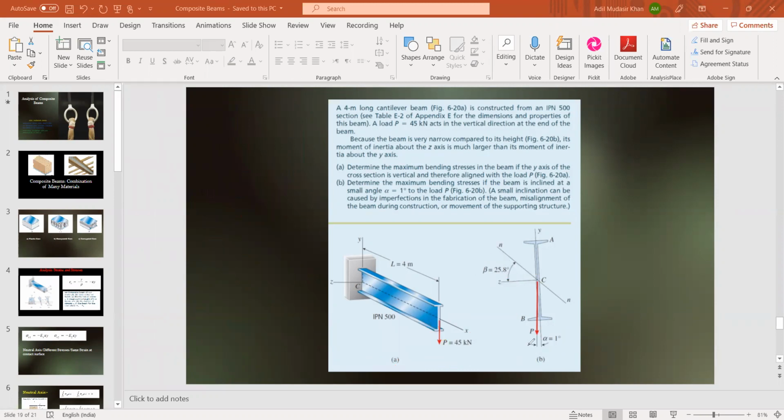Now, where will the maximum bending stress occur? Okay, that's to be seen.